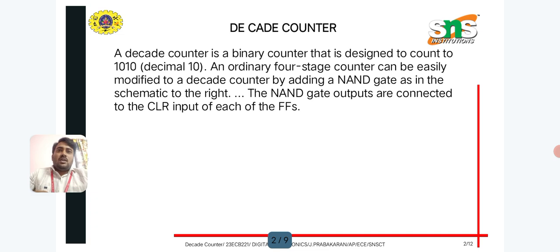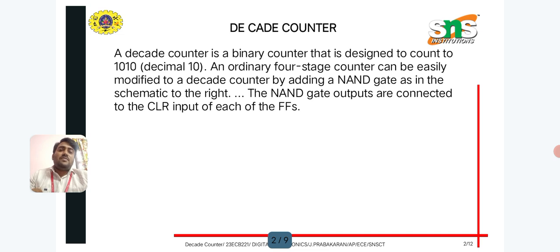A decade counter is a type of digital counter that counts from 0 to 9. The total number of states is 10, and then it resets to 0, repeating the sequence. It is commonly implemented using flip-flops and is often used in digital clocks, frequency dividers and other digital systems.